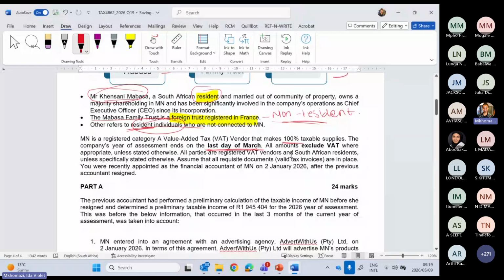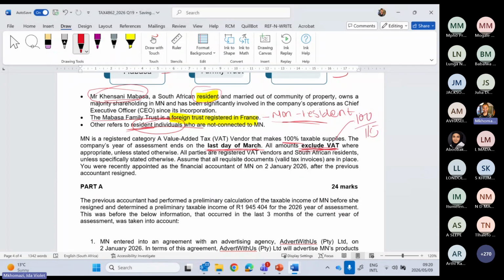Then it says that all amounts exclude VAT unless stated otherwise. So remember on this point, I said that you need to use VAT exclusive amounts if the taxpayer is a VAT vendor, right? When you calculate capital allowances for certain assets. So if in a question we gave you an amount including VAT, then you need to calculate the exclusive amount by applying the VAT fraction of 100 over 115.